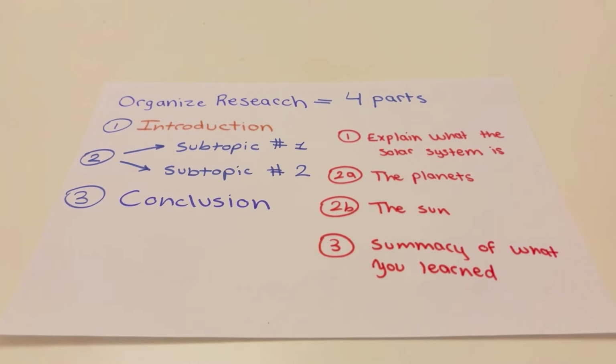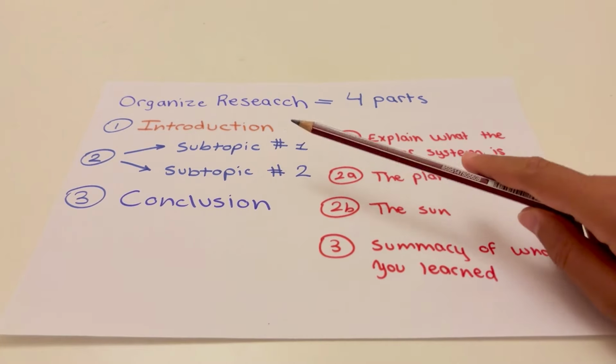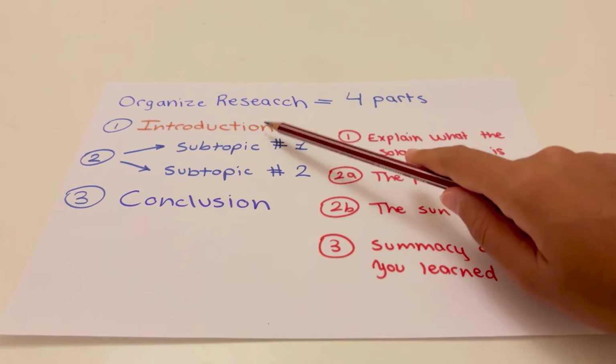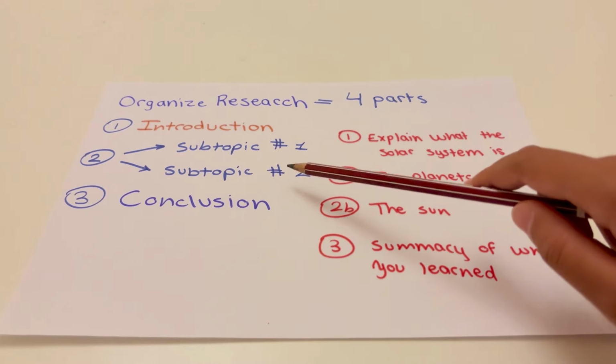Now we're going to learn how to organize our research into 4 different parts that are separated into 3 different steps. The first thing that you're going to want to do is start with an introduction. This section provides basic information about your topic and explains why it's interesting or important. For example, if you're researching the solar system, you might want to explain what the solar system is and why it's fascinating.